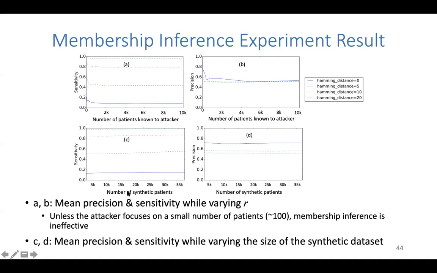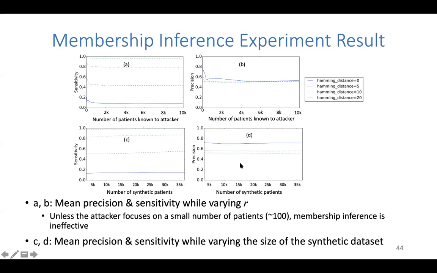Here we're actually increasing the number of synthetic patients. This is to say, if we generate more synthetic samples using MedGAN, does that lead to higher privacy risk? And the answer is no. When we use 5,000 synthetic samples and when we use 35,000 synthetic samples, meaning the attacker has access to 5,000 or 35,000 synthetic samples, the sensitivity and precision don't change.